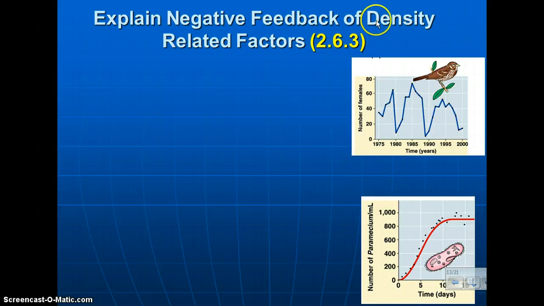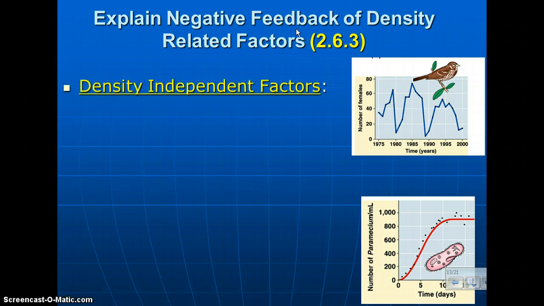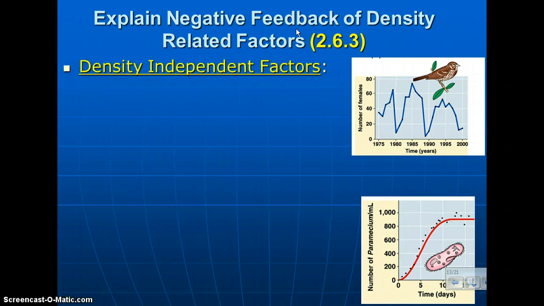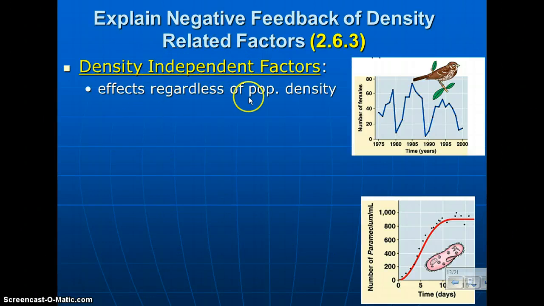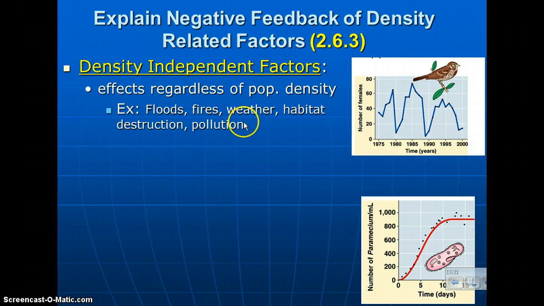Now we're going to talk about density, and how density can have negative feedback loops within our population growth. The first types of density factors are called independent factors because they are going to affect regardless of the densities of the population. These things tend to be abiotic. They're floods, fires, weather, habitat destruction, or pollution. No matter the size of the population in the area, these things are going to kill off the population in a good bit. It doesn't matter if there was a ton of the population or a little bit of it.